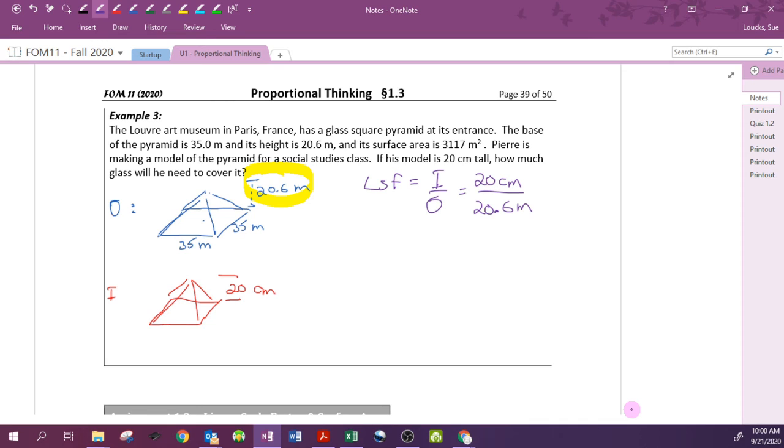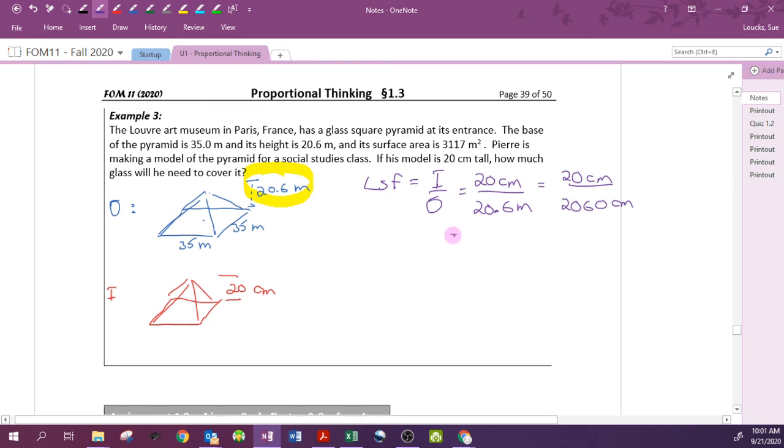The initial problem is that those are different units, right? You can't do a scale factor unless the units are the same. So I'm going to change this all to centimeters. So I have 20 centimeters over 206, to multiply, move my decimal two places, centimeters, okay?